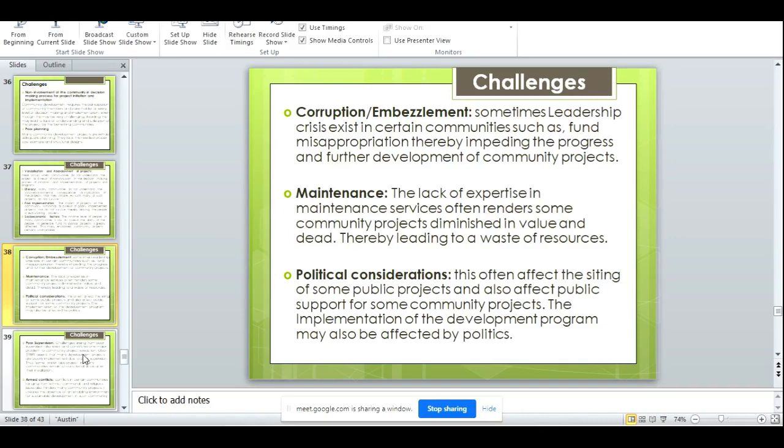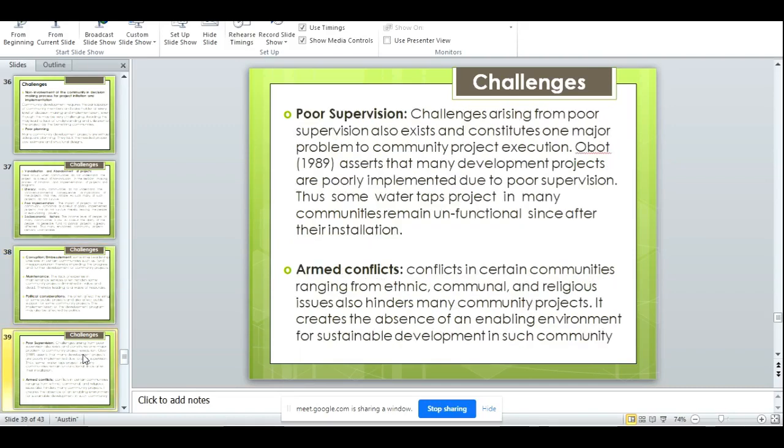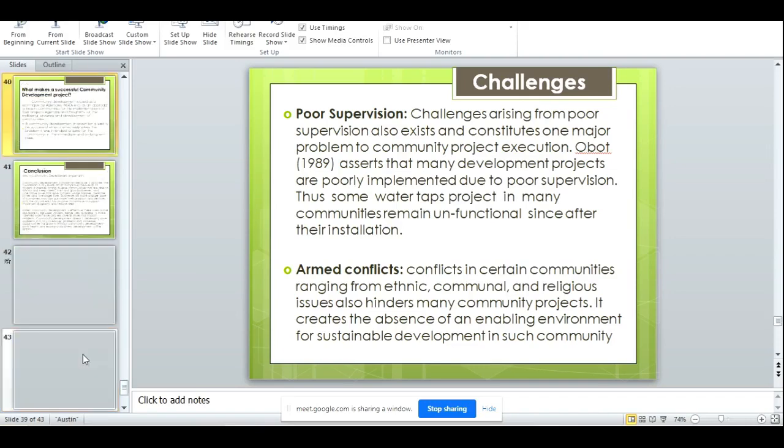Political considerations, when you want to do a community development project and an Oba is saying let's bring this to my own local government, somebody else is saying no, let's bring it to our own local government. All those kind of things are challenges to community development project. Poor supervision, when a project is given to a contractor and is not supervised, the contractor can just do whatever he likes and go, and the development may not even work, may not be helpful to the community. Armed conflict is also a problem of community development. Any society that is in conflict, there can hardly be any development in that society.